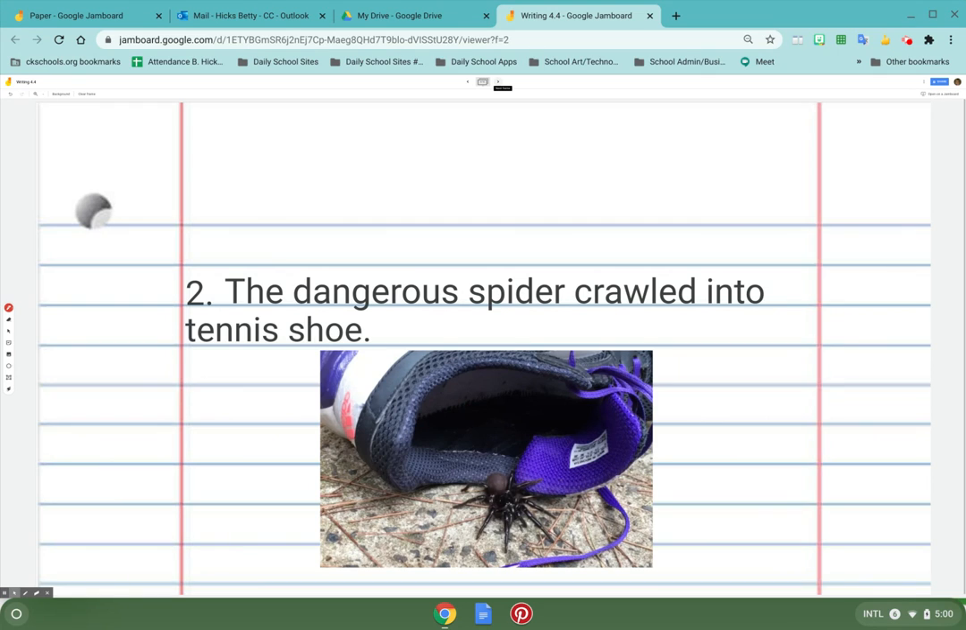Whoa. All righty then. Mrs. Hicks is kind of scared of spiders. She has been since she was a little girl. So that's a pretty hard picture, difficult picture for me to look at. But I know it's not real, so I'm doing okay.